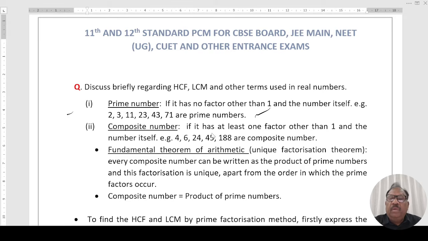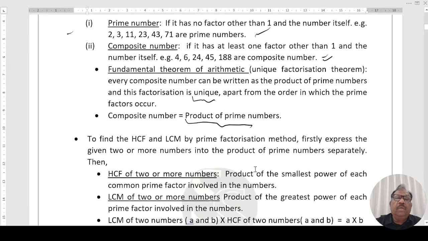Composite numbers: if it has at least one factor other than 1 and the number itself, then that is known as a composite number. The fundamental theorem of arithmetic, another name is the unique factorization theorem: every composite number can be written as a product of prime numbers, and this factorization is unique, apart from the order in which the prime factors occur. A composite number is nothing but the product of prime numbers, right?